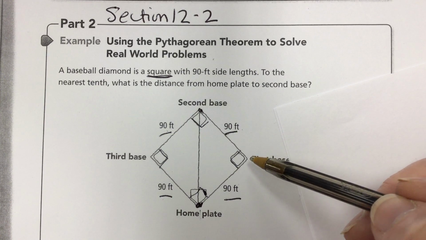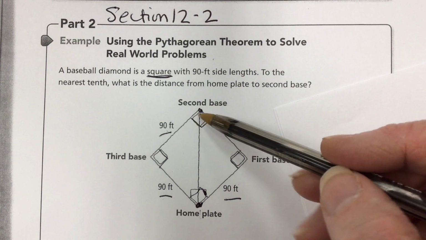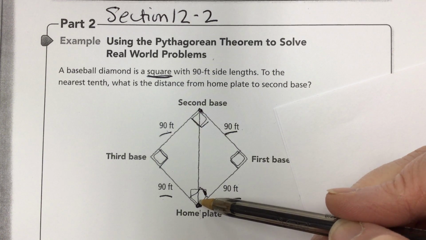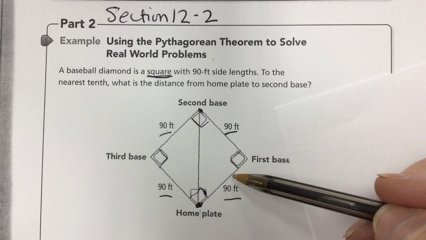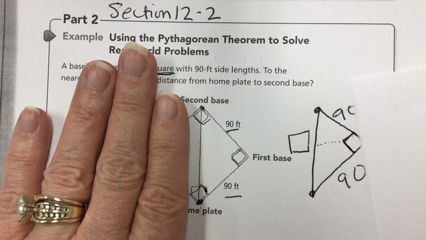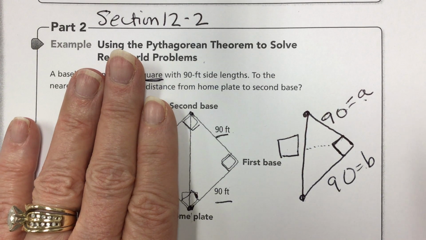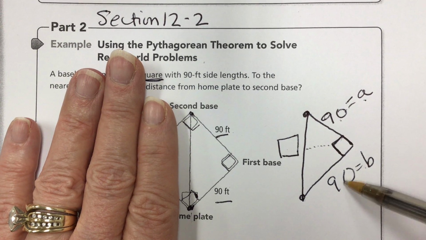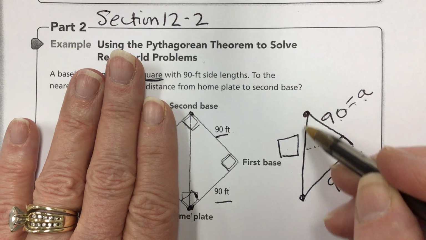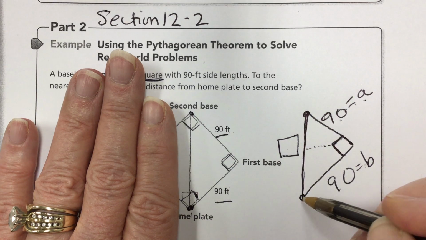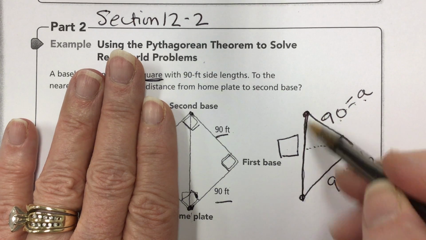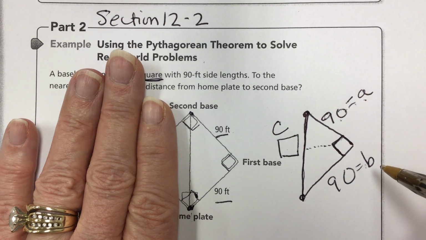Now, what I'm going to do is I'm going to look at the fact that this segment split this square into 2 right triangles. So if I cover up the left side, I have a right triangle over here. This side's 90, this side's 90. That would be your A and your B. Here's your right angle. The side opposite the right angle is the length of the segment from home plate to second base, which we also know is the hypotenuse side, which is C, okay?